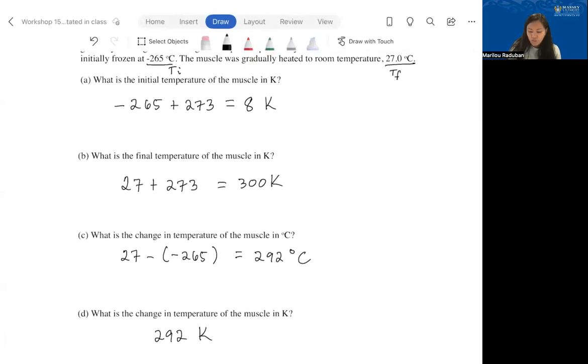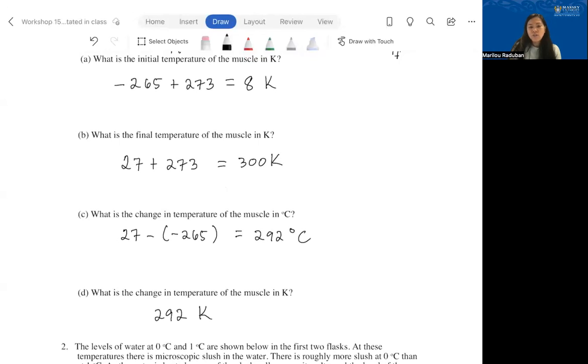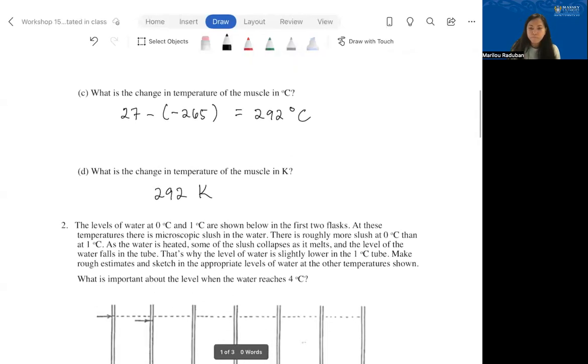Alternatively, you can subtract 300 minus 8. You can subtract the temperatures that you've converted in Kelvin. So that's 300 minus 8 Kelvin. You'll also see it's 292 Kelvin. But knowing the fact that for change in temperature, the Celsius is equal to Kelvin, that saves you from an extra step of calculation. All right.